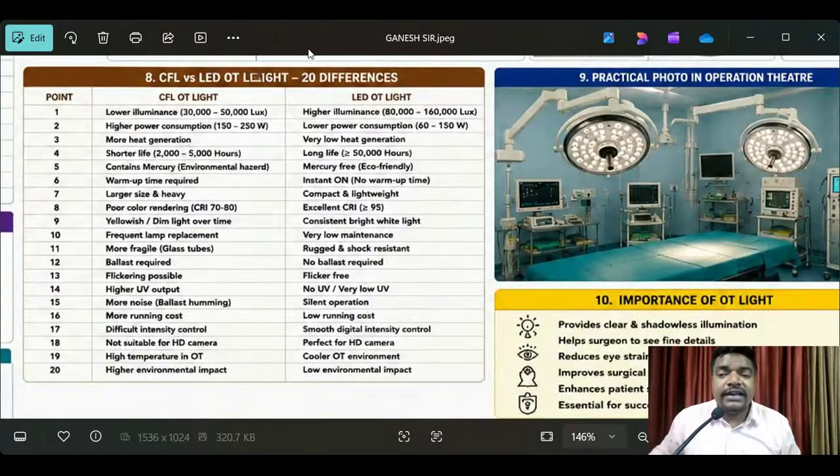And if it is required, try to take a screenshot, try to engage, and listen multiple times if you do not understand. Okay. Now I'm going to explain the CFL OT light and LED light sheet, and here I'm only going to say the differences for OT light.